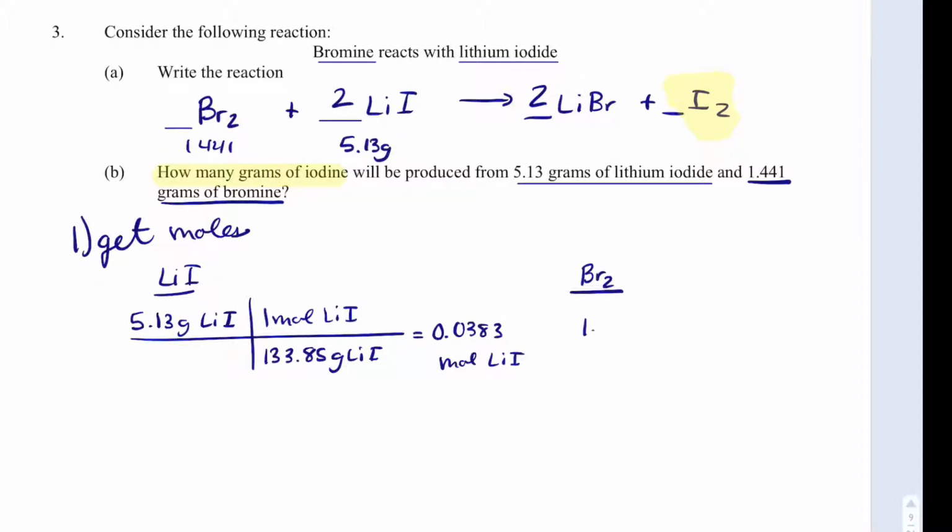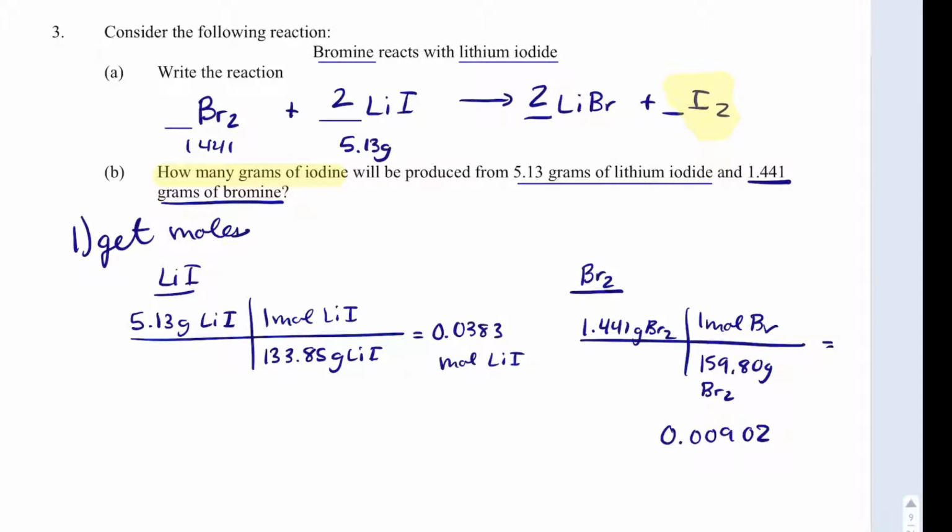And I started out with 1.441 grams of Br2. There are 159.80 grams of Br2 for every 1 mole of Br2. Don't forget that since this is bromine, the molar mass is 79.90 for just 1 Br, but since this is Br2, we have to have that doubled. Okay, and when I math that out, I get 0.00902 moles of Br2. And then step 2 is divide by coefficient.